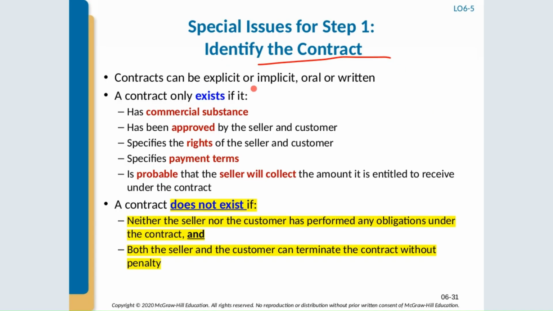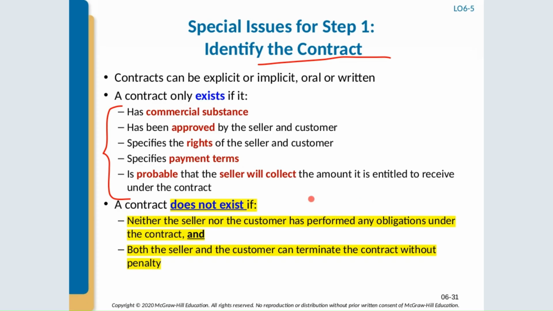And this contract can be oral or written. And we have the criteria for a contract to exist. It has to have commercial substance. It's an agreement by the seller and customer, and it specifies the rights. I think we went over this. It has payment terms. And of course, there's a high probability, or the seller at least expects, that the customer is going to pay them, right?